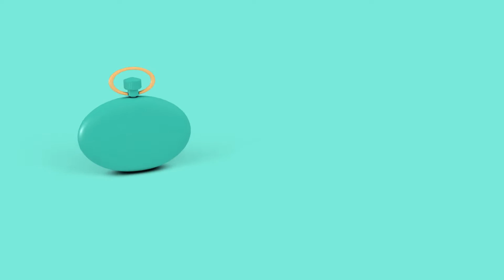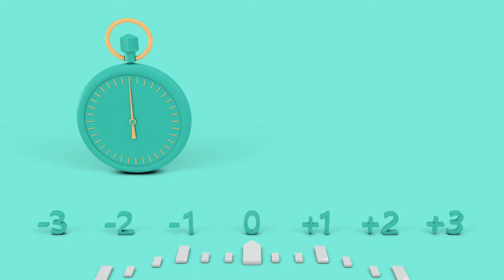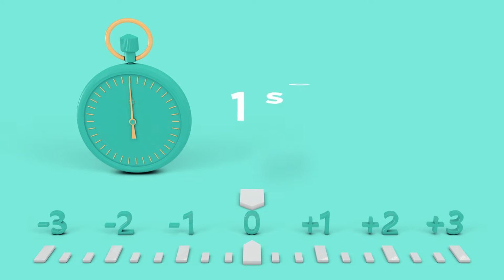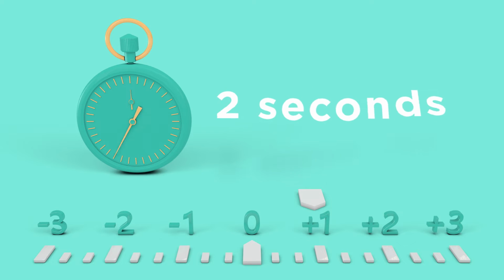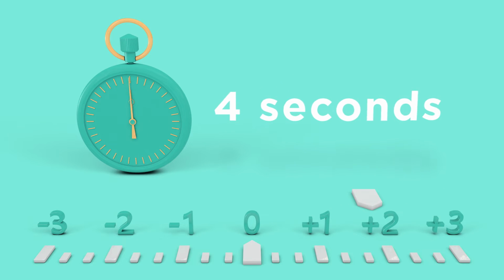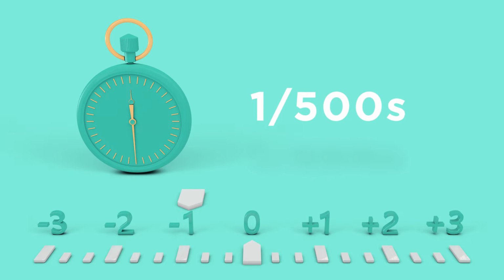Let's start with the shutter speed. Let's say that I decide to set up my camera to expose my image for 1 second. If I want to increase my exposure by 1 EV, I will need to expose for 2 seconds. Plus 2 EV, 4 seconds. What if I have too much light? At minus 1 EV, I should be at 1/500 of a second.